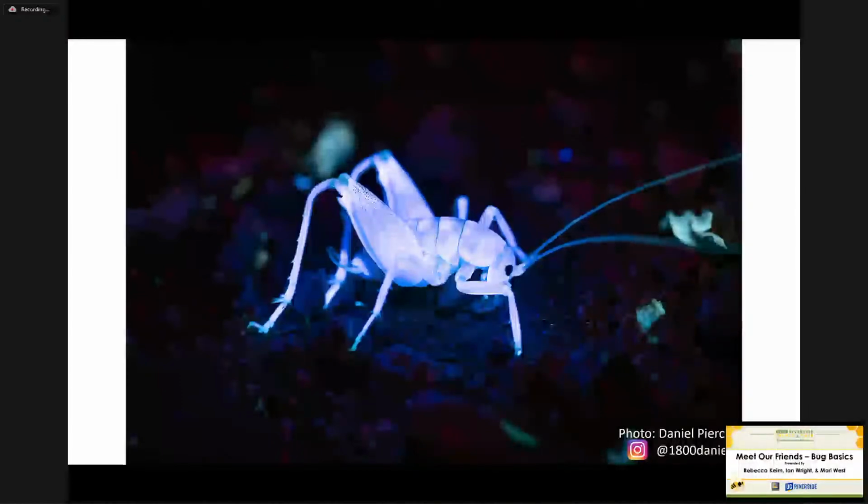You might also see things like lichen glowing under UV light. A lot of flowers will glow under UV light, and many other things in the desert that you would be very surprised to see.